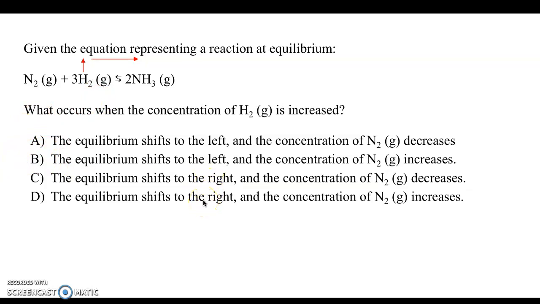Shift to the right. When it's doing so, the concentration of N2, so we're using nitrogen gas and hydrogen gas to produce ammonia when we're favoring the forward direction. This means N2 and H2 are going to decrease in concentration, making C our correct answer.